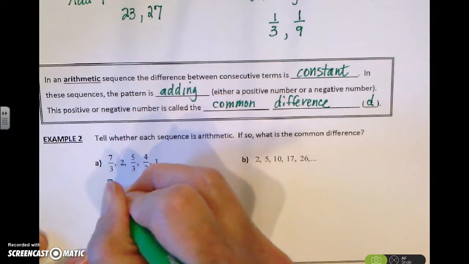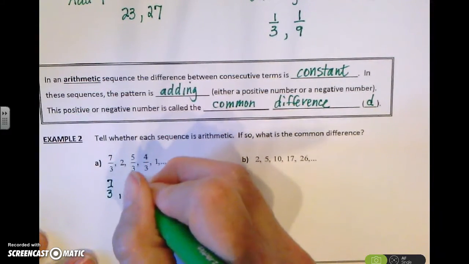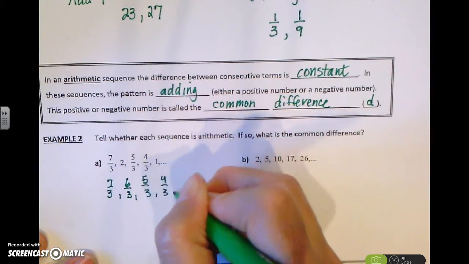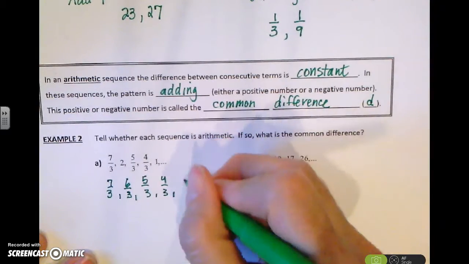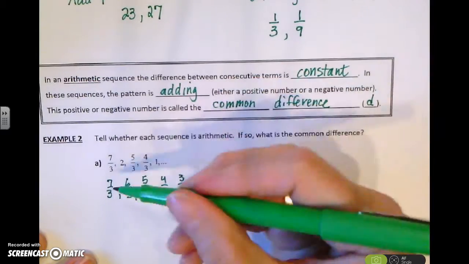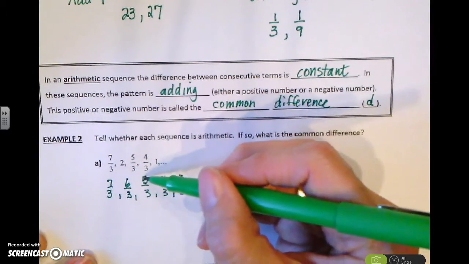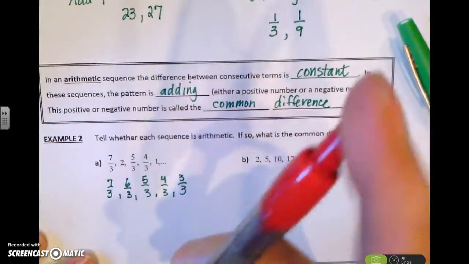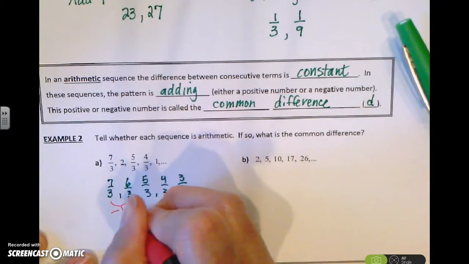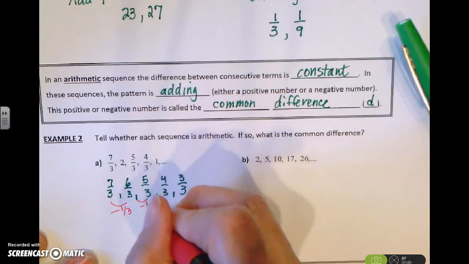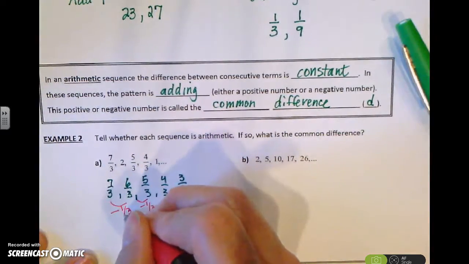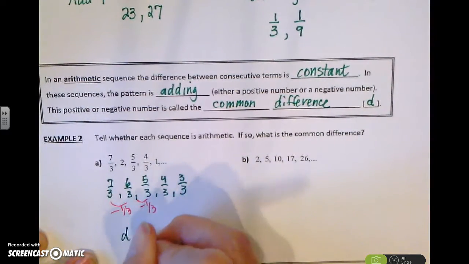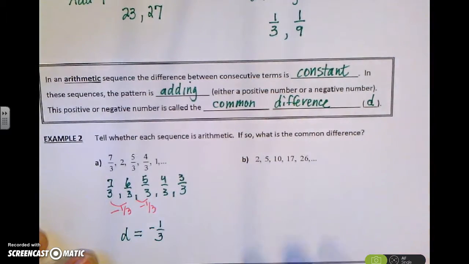So I've got here 7/3. 2 would be how many thirds? 6/3, right? Then I've got 5/3, 4/3, and then 1 written in thirds would be, that's right, 3/3. So now if you look at it, we have 7/3, 6/3, 5/3, 4/3, 3/3. So we do on this one have a common difference of minus 1/3. So in other words, what I'm going to add each time is going to be negative 1/3. So 7/3 plus a negative 1/3 is 6/3. So that's going to be my common difference. So D is going to be equal to negative 1/3.